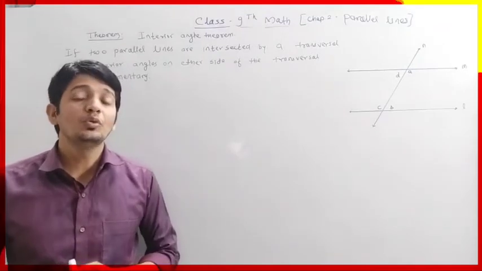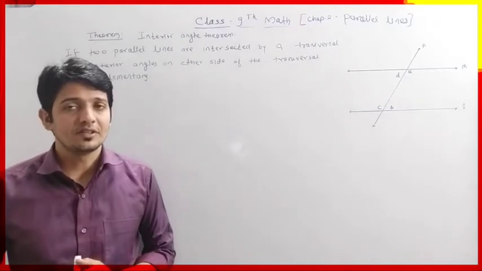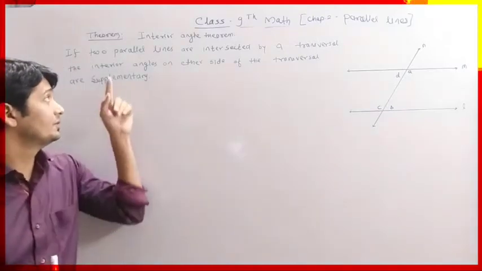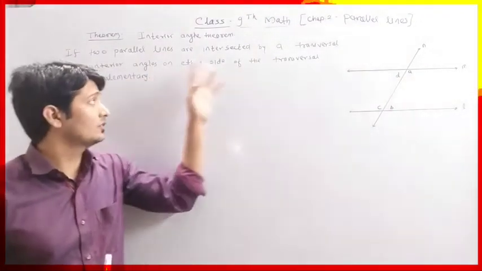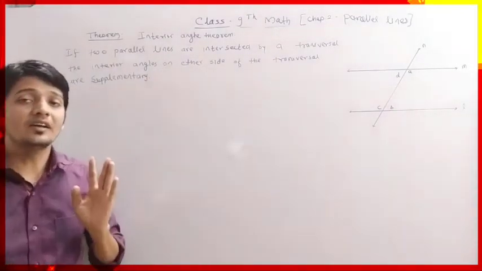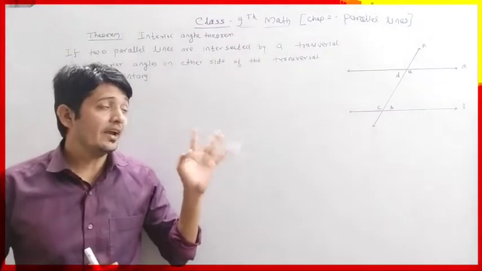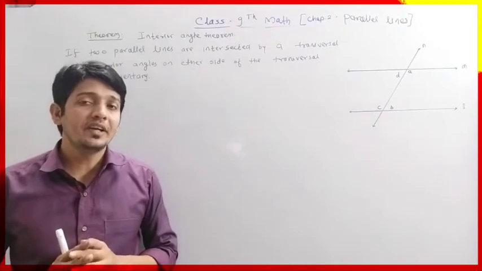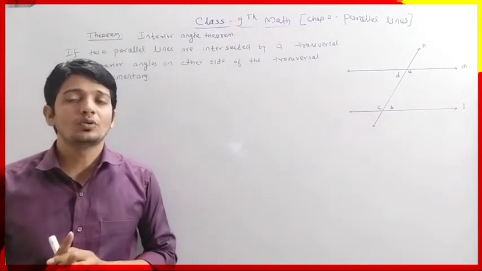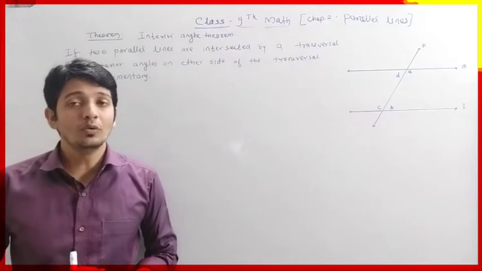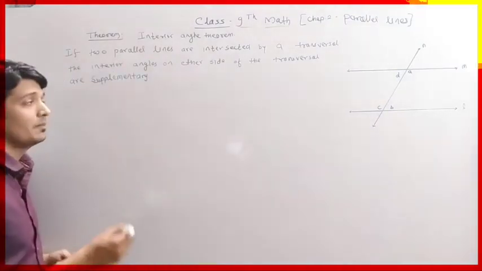So these are the two pairs of interior angles. The theorem says that these interior angles on either side of the transversal line are supplementary. That means the sum of angle A and angle B is equal to 180 degrees, as well as angle C plus angle D, their measure is also 180 degrees, that we have to prove. Okay, so first we have to write the given part.